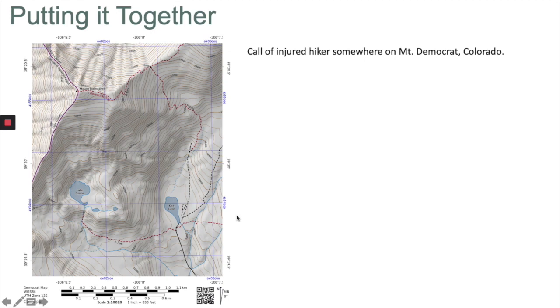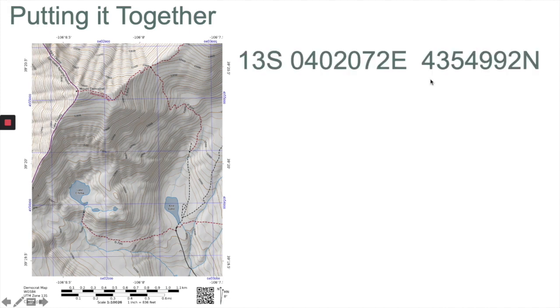Again, we got a call for an injured hiker somewhere on Mount Democrat. Fortunately, we were able to work with a cell phone company and get a coordinate. They gave that coordinate to us in UTM. Again, we're going to break this down in an easy to digest manner. First and foremost, we know their zone is 13S, and we want to make sure that we're working in the same zone. So I'm going to look at my map, and I can see down here.